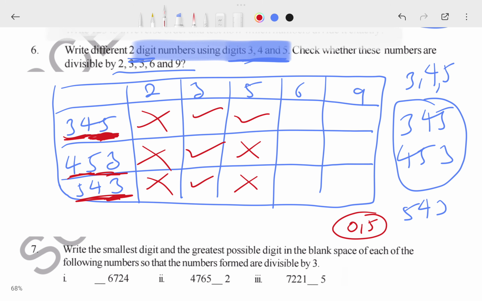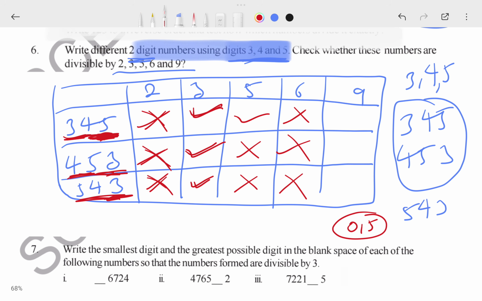So here we are checking 6. You need to know that if any number is divisible by 2 and 3, then it is going to be divided by 6. So here it is divisible by 3 but not 2. It means that it is not going to be divided by 6. So this one, it is divided by 3 but not 2. It is also not divided by 6. Okay, now this is divisible by 3 but not 2, so it is also not divisible by 6.